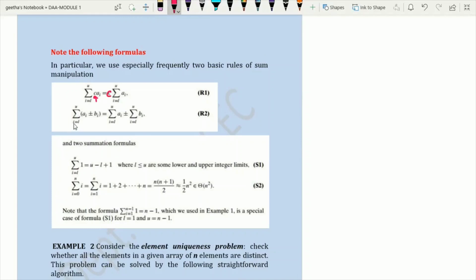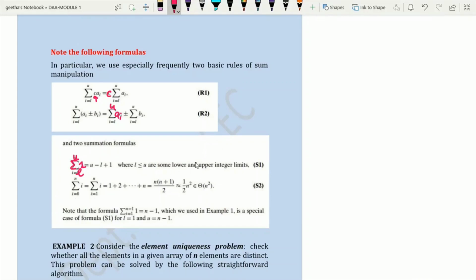Next we have the summation of i equal to 1 to u of a_i plus or minus b_i, which can also be specified as the summation of a_i plus or minus the summation of b_i. Next we have two more summation formulas which I've already explained in the previous example. The summation of i equal to L to u of 1 is nothing but u minus L plus 1, where L and u are lower and upper integer limits.